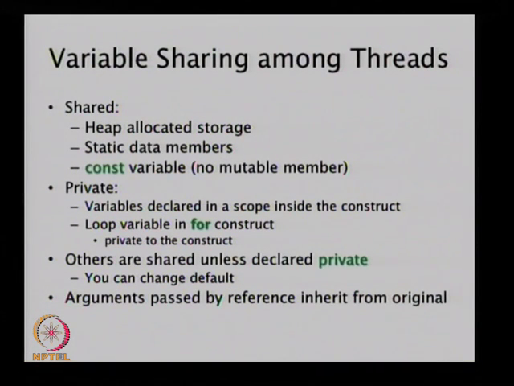Anything that's declared as a local variable to a function, right? In this case, there is a parallel construct we are talking about. If it is inside the scope of that parallel construct, it is private. Okay, because essentially you are saying make copies of this. Everybody has a local copy of this.